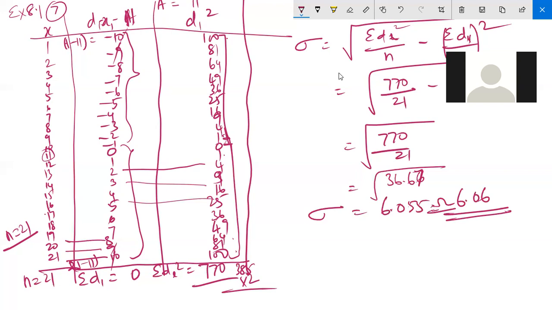Your textbook and guide and all, they will do all kinds of short answers which you don't understand. Okay, don't do that. This is the correct method.